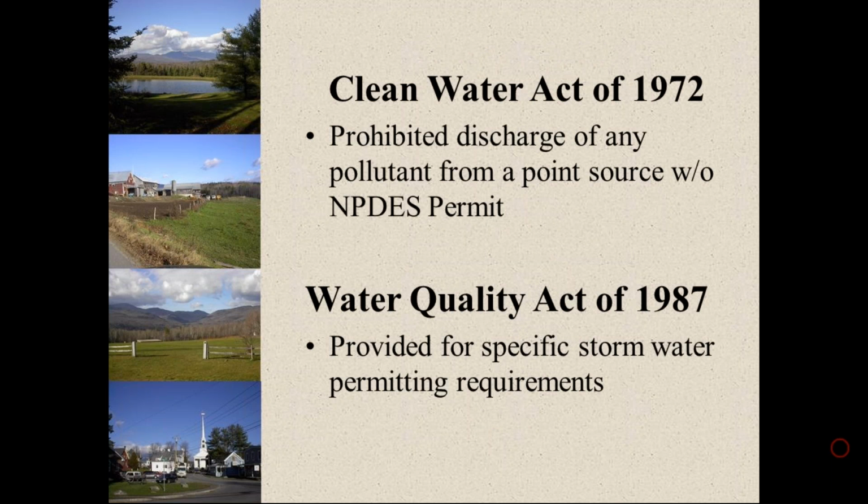The Clean Water Act of 72 and Water Quality Act of 87 discussed point source versus non-point source. So point source is if, you know, like there's a pipe so you can directly see where it's coming from, versus a non-point source like stormwater runoff.